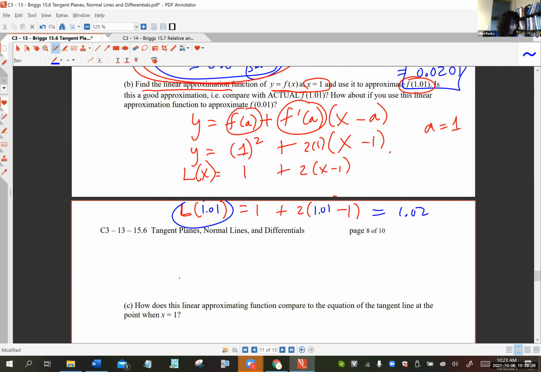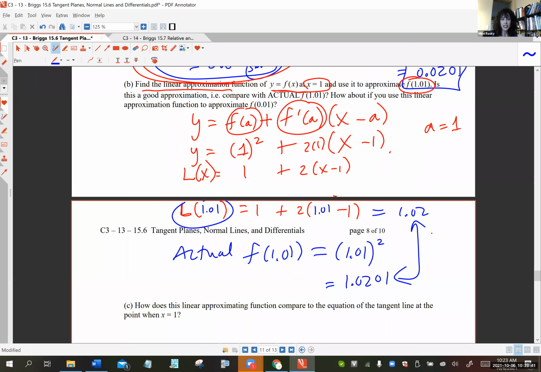Now what about the actual function at 1.01? We're going to compare that. The actual function is x squared. So what's 1.01 squared? I get 1.0201. So now let's compare the tangent line answer to the actual function answer. Pretty good, huh? Pretty good approximation. So that linear approximating function is pretty darn good. And that's the whole point from Calc 1.